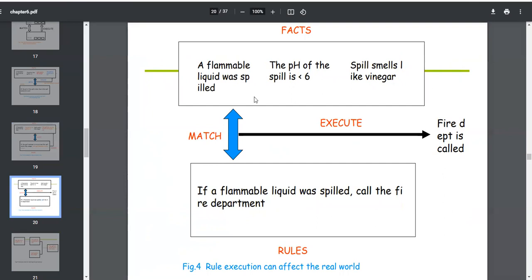So what we exactly do over here is we have facts, and they are matched over here. If all three facts are present, then it is going to match with the rule: if a flammable liquid was spilled, call the fire department. As it is exactly matching with these facts, it will execute a particular action, and that action is to call the fire department. The fire department is called.